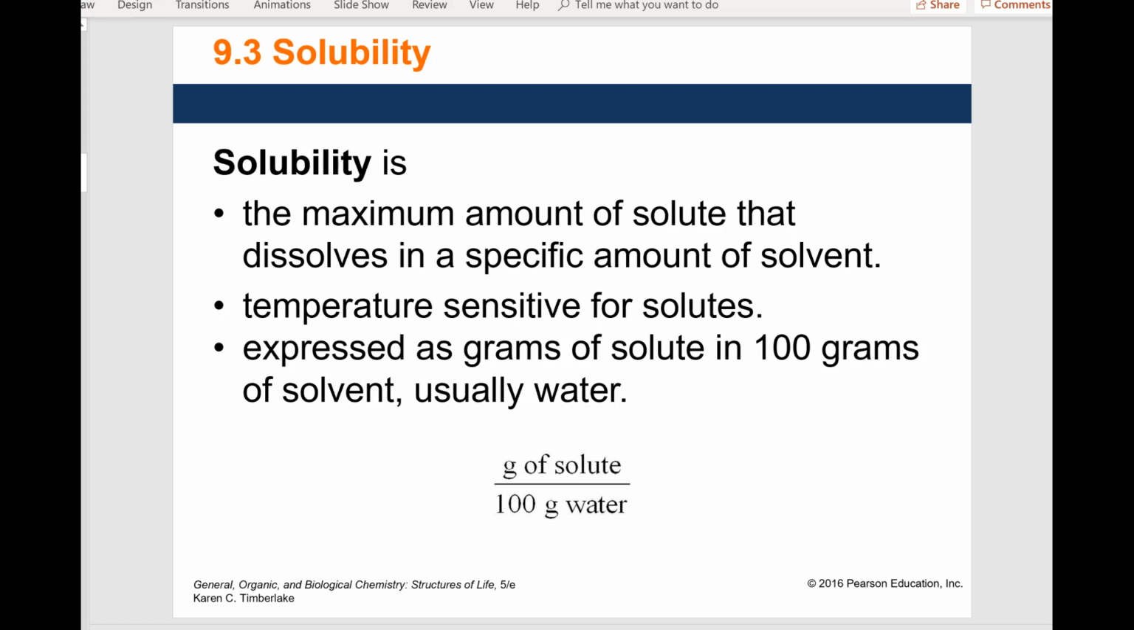Solubility is the maximum amount of that solute that you can dissolve in a very specific amount of solvent. And of course it is dependent on the temperature. So if you've ever made Kool-Aid or tea, you know the sugar dissolves much more readily in the hot water than the cold water. And this is often expressed in terms of grams of solute per 100 grams of solvent. And again, the solvent is usually water. We have grams per 100 grams of water.